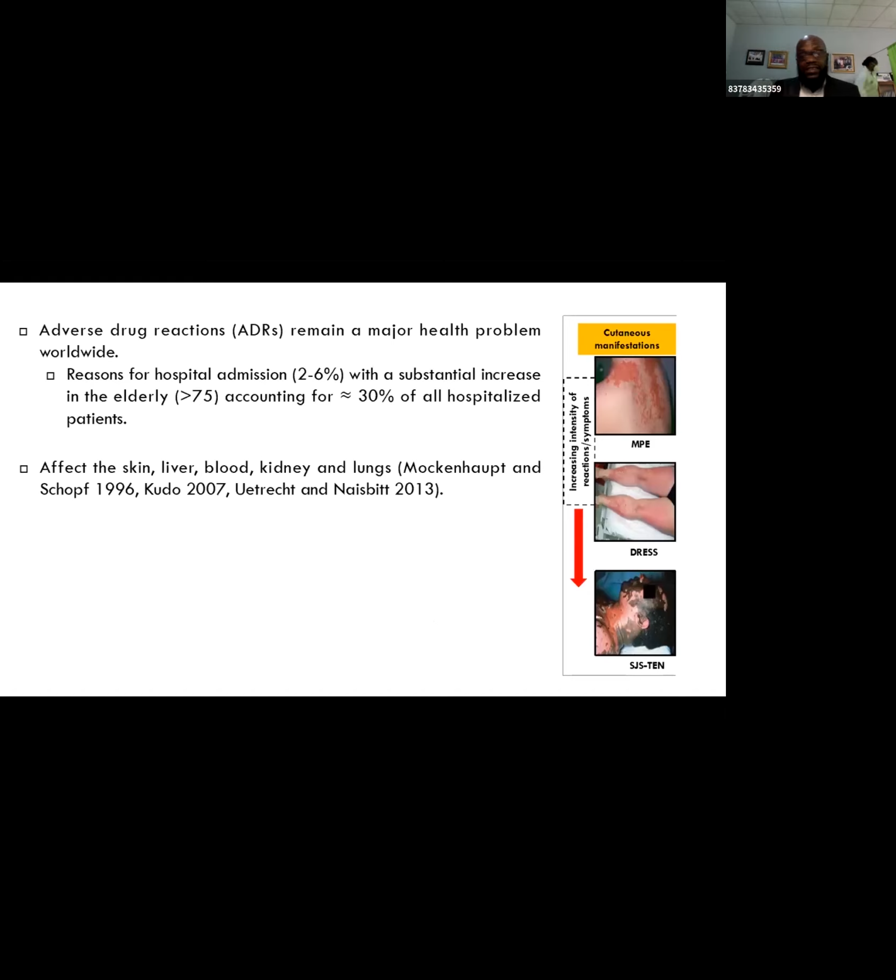Now, these adverse drug reactions manifest in different parts of the body, different organs. They are seen in the skin, the liver, the blood, the kidney, and the lungs. And the cutaneous manifestations are the most apparent, because those are the ones that are actually visible. And so you could have them ranging in severity from simple maculopapular erythema down to the more severe Stevens-Johnson syndrome or toxic epidermal necrolysis, which in some cases can be fatal.